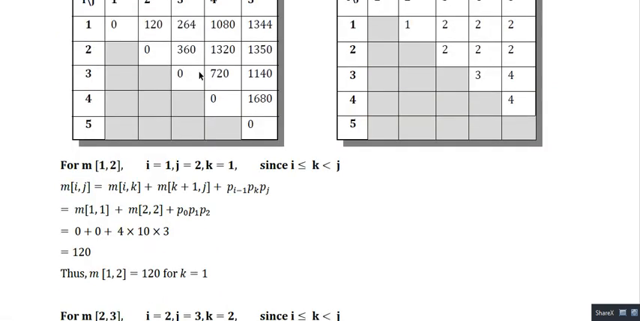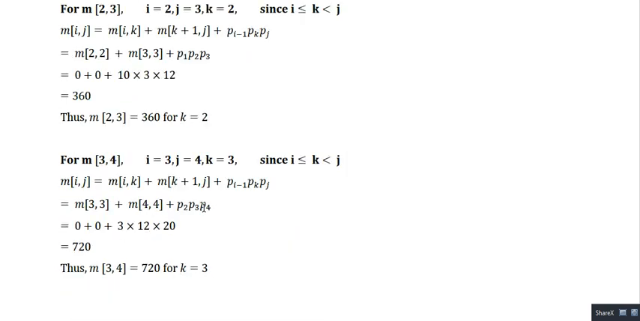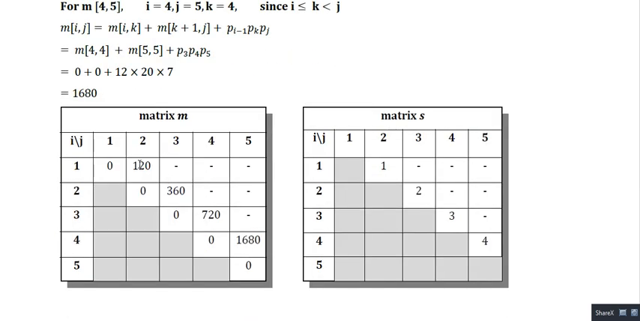Similarly you can go for this. So this is one sequence, and we can complete it easily. Yes, this is one diagonal we have already completed. Now what are these values actually? These are the values of k, meaning the point around which we are doing the parenthesization.